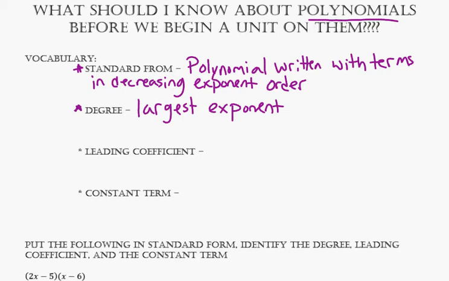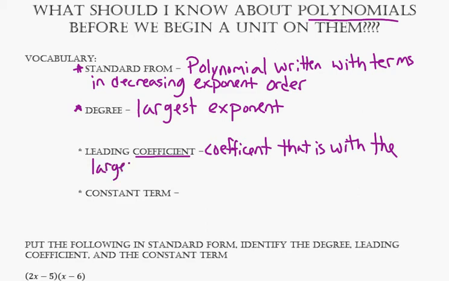Leading coefficient, remember coefficient just means number with variable. So leading coefficient is the coefficient or the number that is with the largest exponent. Because when we put it in standard form, we're going to have that as my leading or first coefficient. So it's the coefficient with the largest exponent, which will become the leading coefficient.